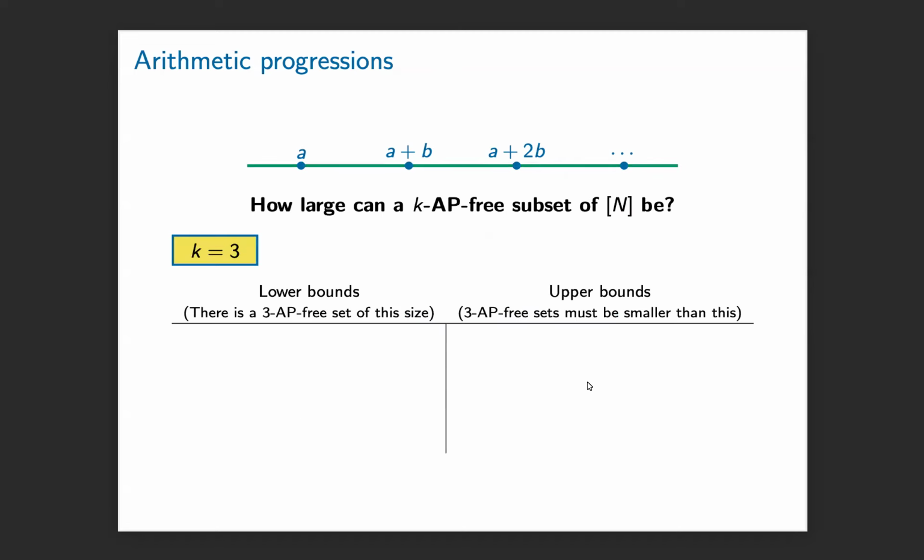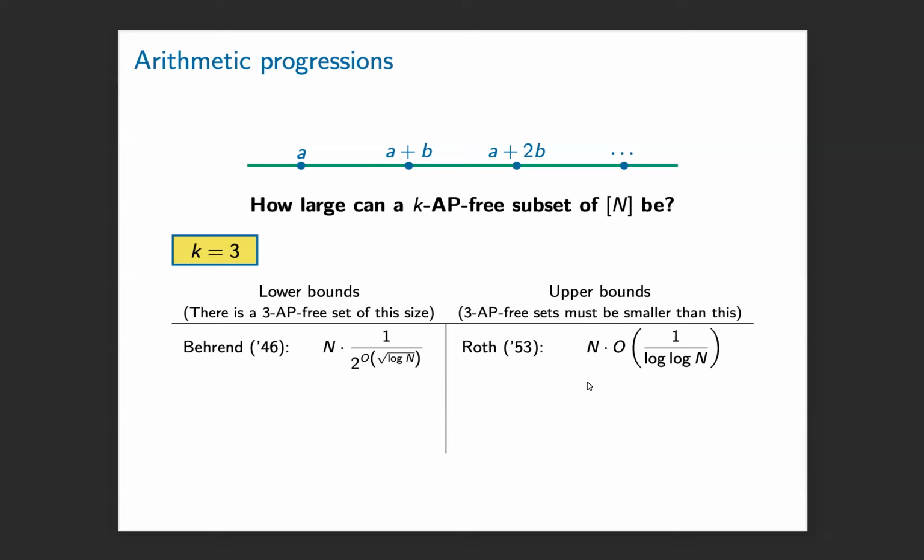Let me give you a bit of history on this. So K equals 3 is the first interesting case. In 1946, Behrend gave a lower bound, that is a proof that there is a 3AP-free set of this size, with density that looks like this, sort of quasi-polynomial, 1 over 2 to the order square root log n. And on the upper bound side, so by upper bounds I mean at this size, certainly the set contains a 3-term arithmetic progression.